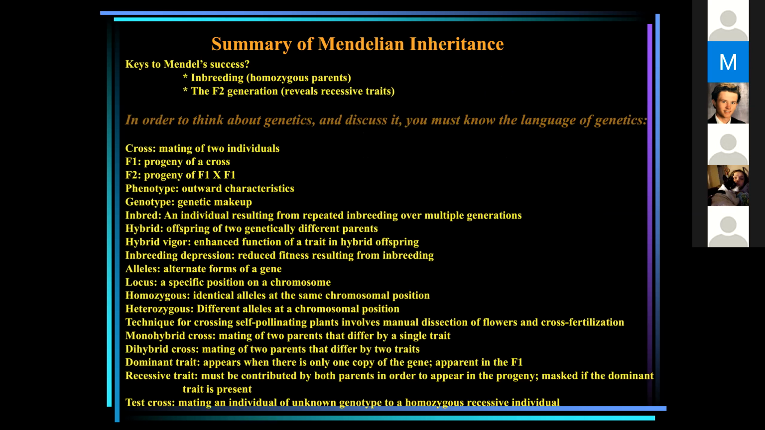So the last slide I have today is a summary of what we've talked about. First of all, the keys to Mendel's success: inbreeding, and analysis of the F2 generation. Those were critical, and apparently no one prior to him ever did that. And then I won't go through all these terms, but they're terms that have come up in the discussion today. And you need to know the definitions of each of these.